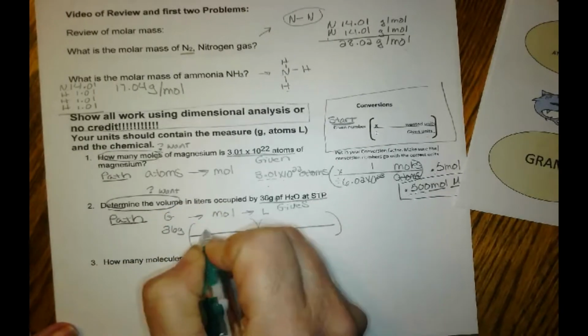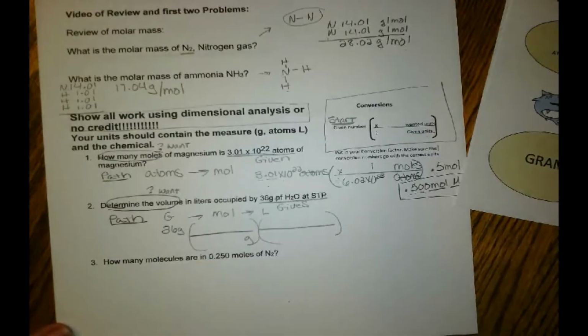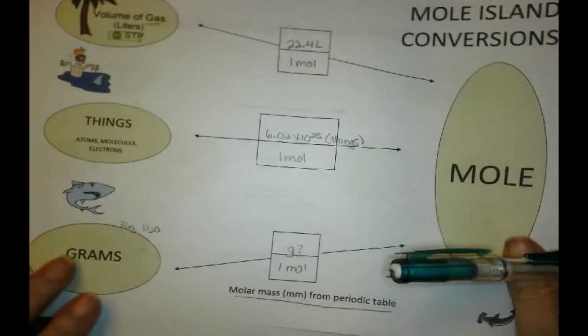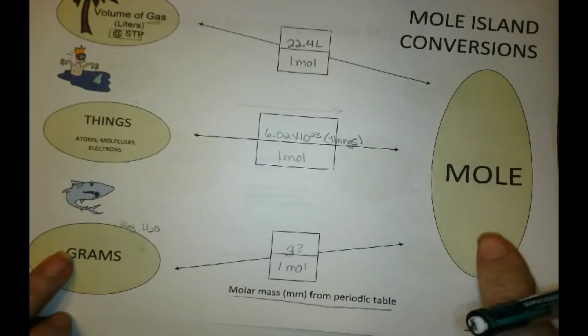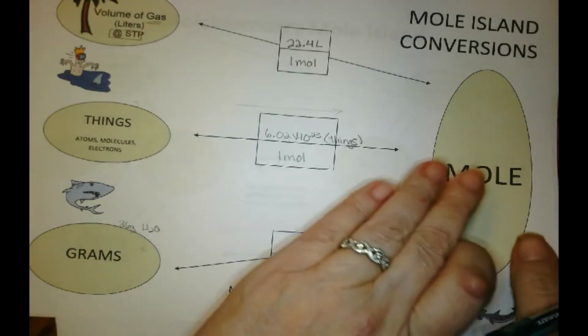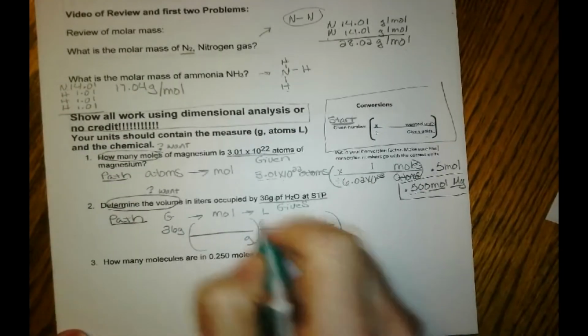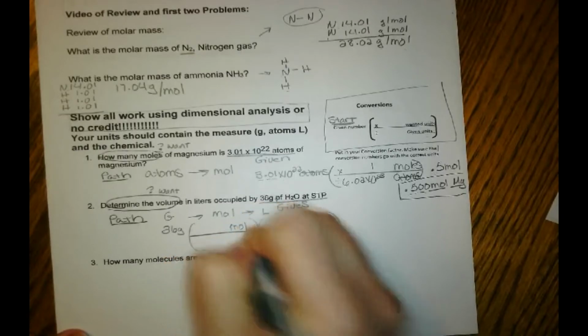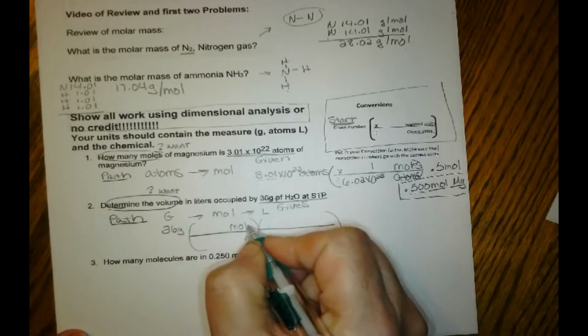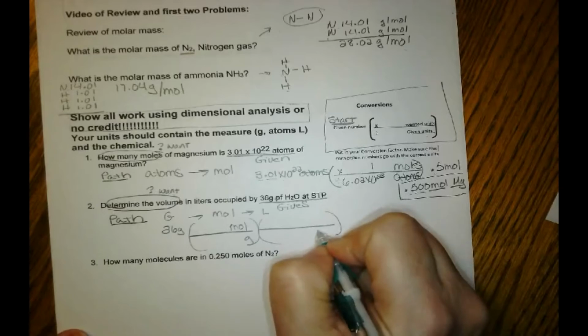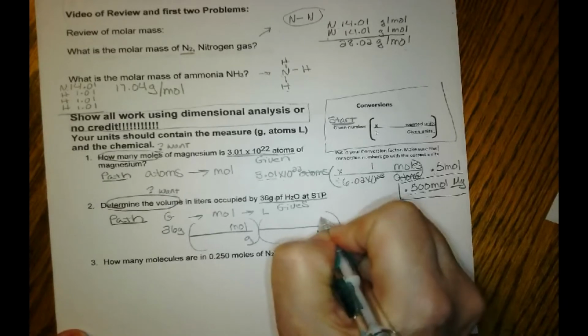And do I want grams? I do not want grams. So now I have to check. I'm going from grams, and my first island is moles. So that's what I want for my first step. So I'm going from grams to moles. Do I want to stay on that mole island? No, I do not. I want to get off mole island, and I want to go to liters.